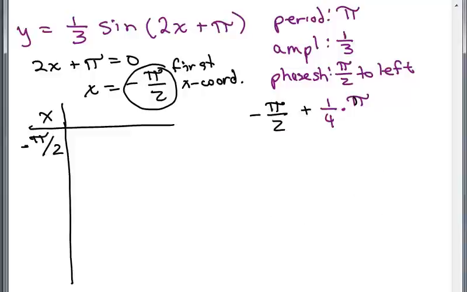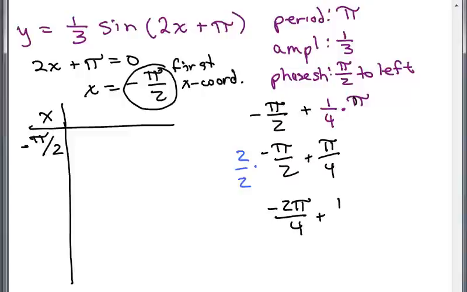I start out with my first x-coordinate, and I add 1/4 of pi. Okay, now to add these, I need to get a common denominator. So that would be negative pi over 2 plus pi over 4, right? So the common denominator is 2. So I need to multiply this first one by 2 over 2. So that's really negative 2 pi over 4 plus pi over 4. Yes, you have to be good at your fractions to do this. So negative 2 pi plus pi gives you a negative pi over 4 for your next coordinate.